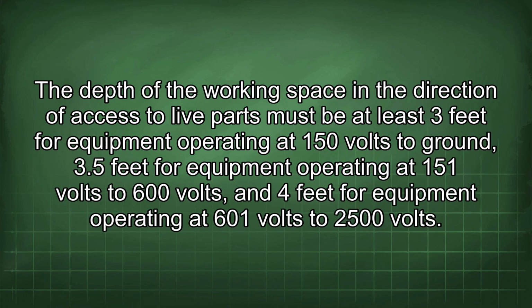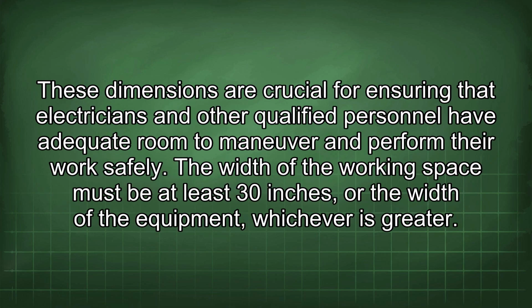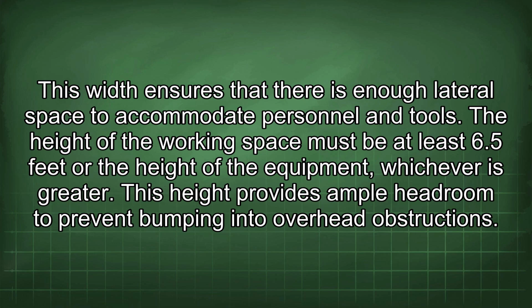The depth of the working space and the direction of access to live parts must be at least 3 feet for equipment operating at 150 volts to ground, 3.5 feet for equipment operating at 151 volts to 600 volts, and 4 feet for equipment operating at 601 volts to 2500 volts. These dimensions are crucial for ensuring that electricians and other qualified personnel have adequate room to maneuver and perform their work safely. The width of the working space must be at least 30 inches, or the width of the equipment, whichever is greater. This width ensures that there is enough lateral space to accommodate personnel and tools.